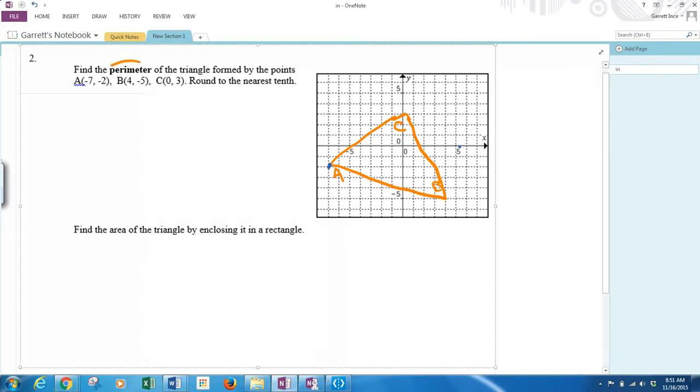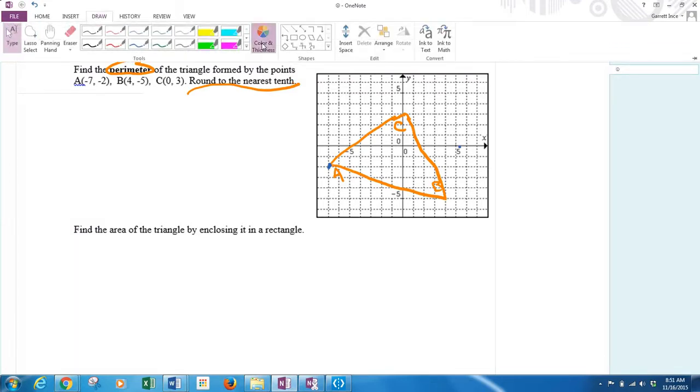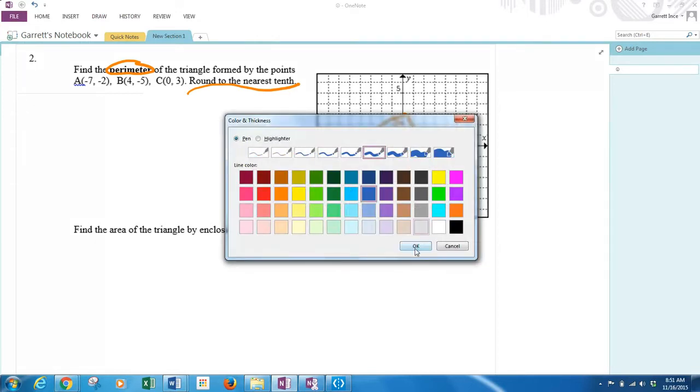Okay, so I'm thinking perimeter. Perimeter is going to be the addition of all sides. Now, reading the directions a little more carefully, I noticed I'm supposed to round to the nearest tenth, which probably means I'm going to have some calculator action coming in. So what I'm going to do actually is switch colors so that we can see the difference.